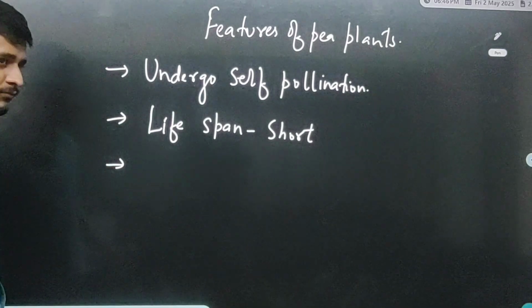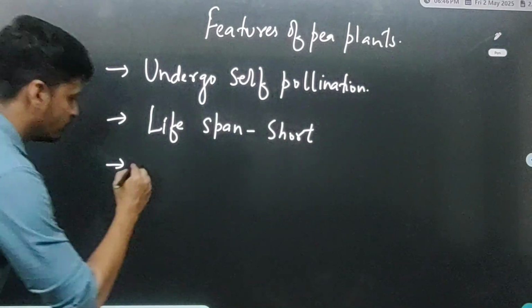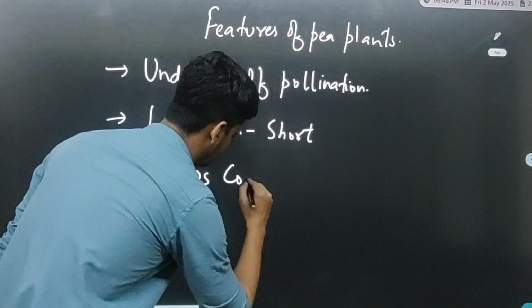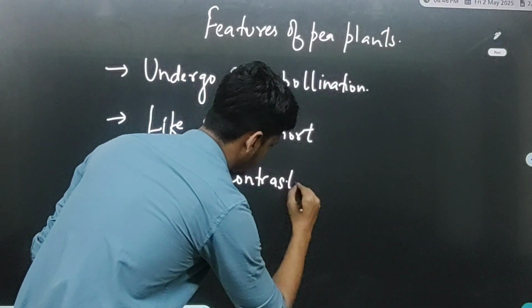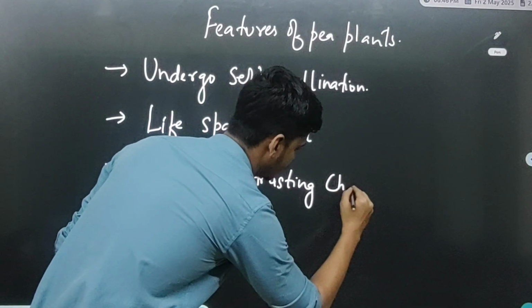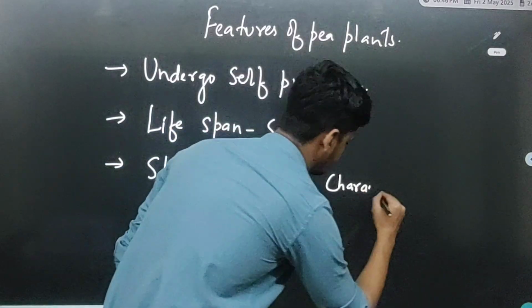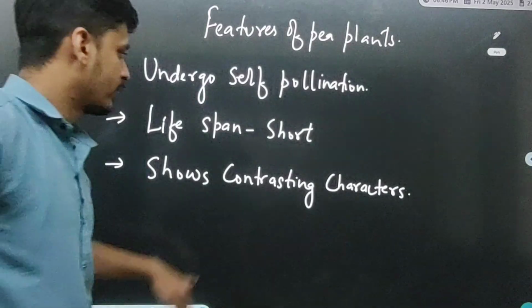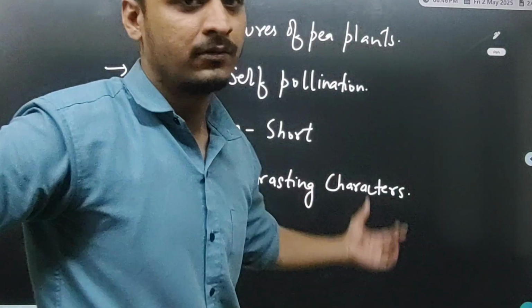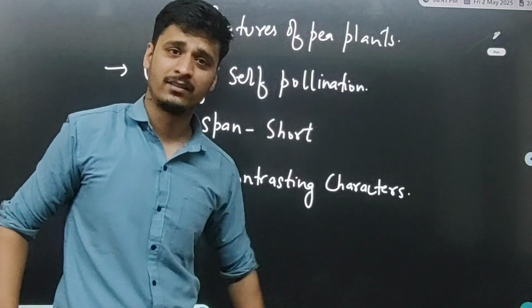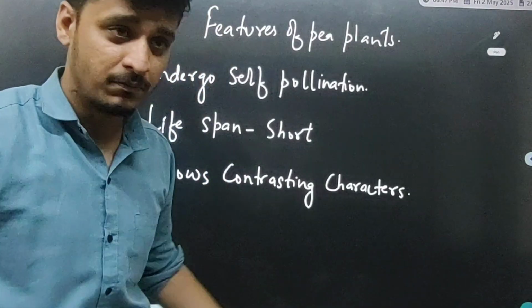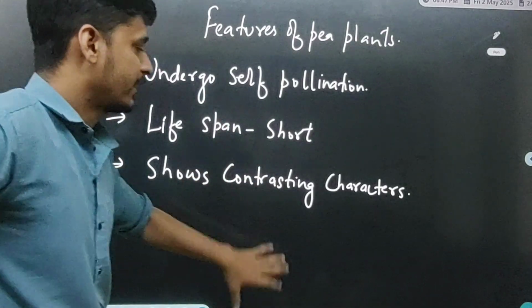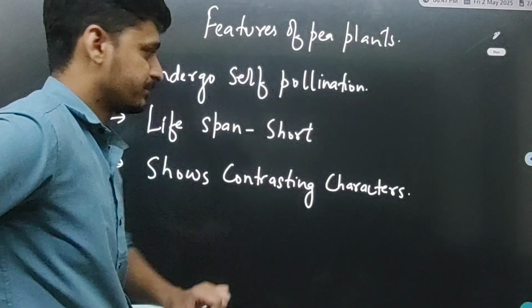Next feature of the pea plant is that they show contrasting characters or traits. Okay, so contrasting characters include stem height, flower color, flower position, pod shape, pod color, right? So these are contrasting characters, okay, which are present in seed.